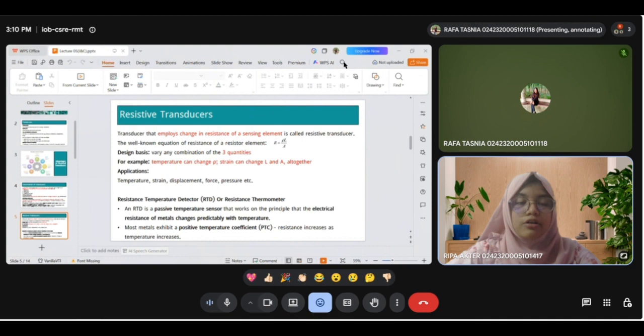These transducers are commonly used for measuring temperature, strain, force, pressure, and displacement. A common example is the RTD, or resistance temperature detector, where resistance increases as temperature increases.